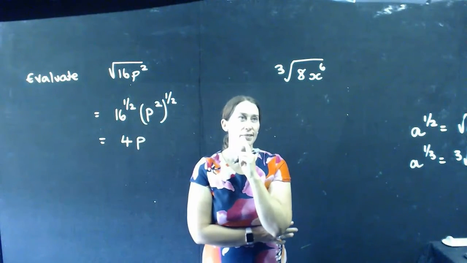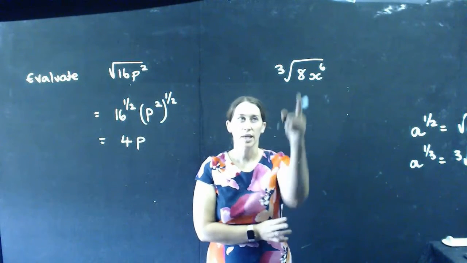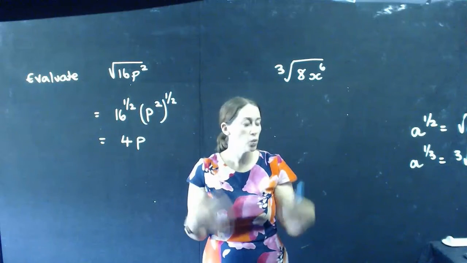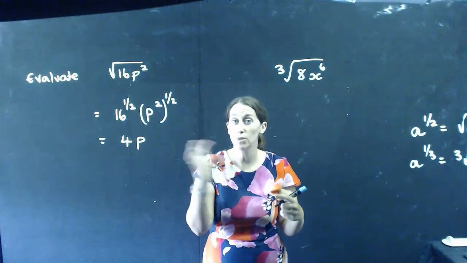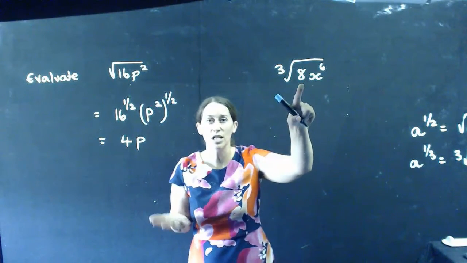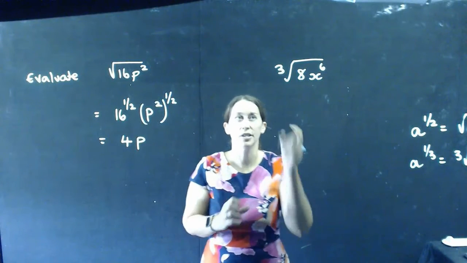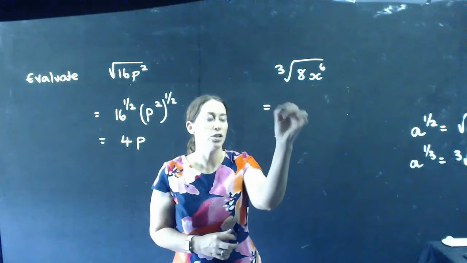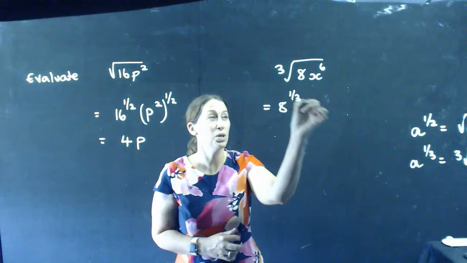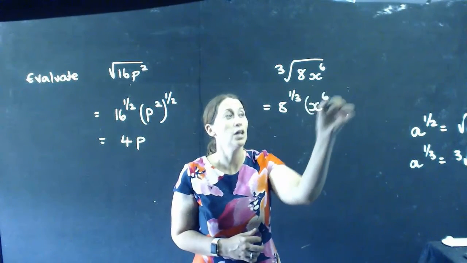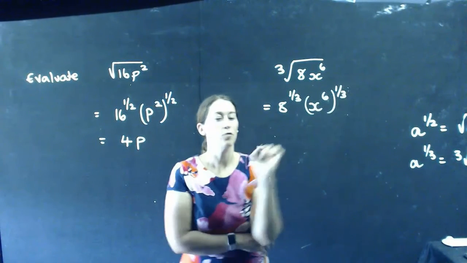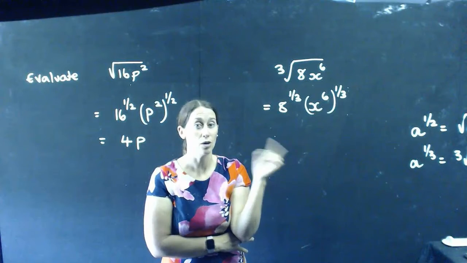Let's have a look at this one. The cube root of 8 is easy. We can work that through because we know 8's a cube number, so that's going to evaluate to be 2. But what about x to the power 6 to the power 1/3? Let's put everything to the power 1/3. So we're going to do 8 to the power 1/3 multiplied by x to the power 6 to the power 1/3. Remembering the cube root means to the power 1/3.